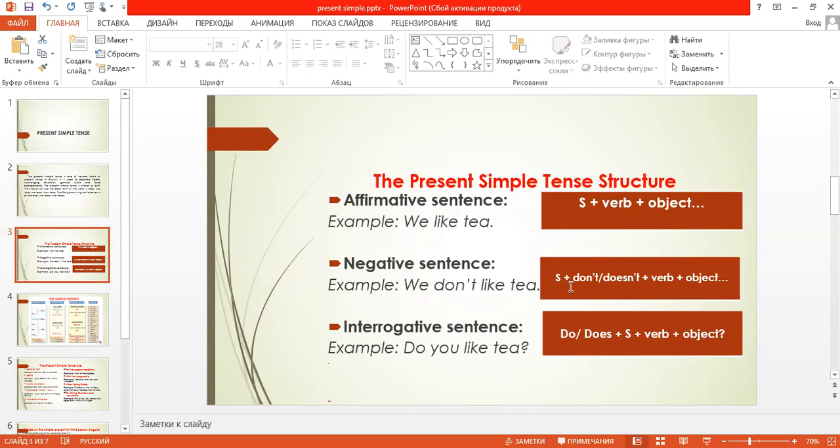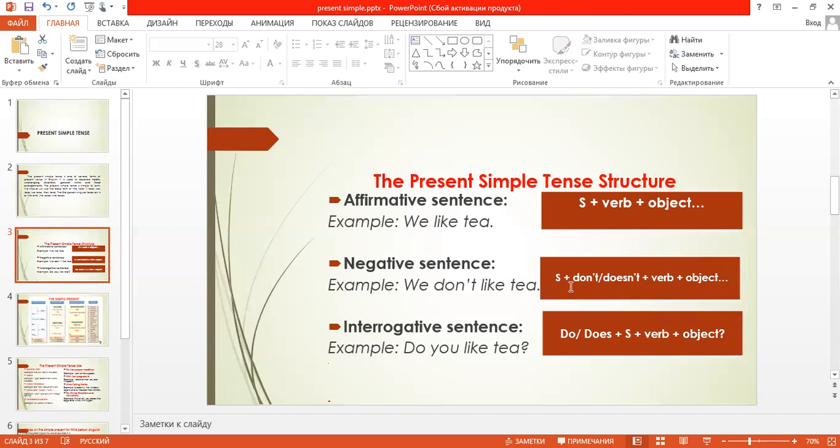So students, you should be very careful when forming negative and interrogative sentences in present simple tense, because in these forms of a sentence, we should use the special auxiliary verb of present simple tense. Here the auxiliary verb of present simple tense is do and does. We use do with I, we, you, and they. And we use does with third person singular, that is with she, he, and it.